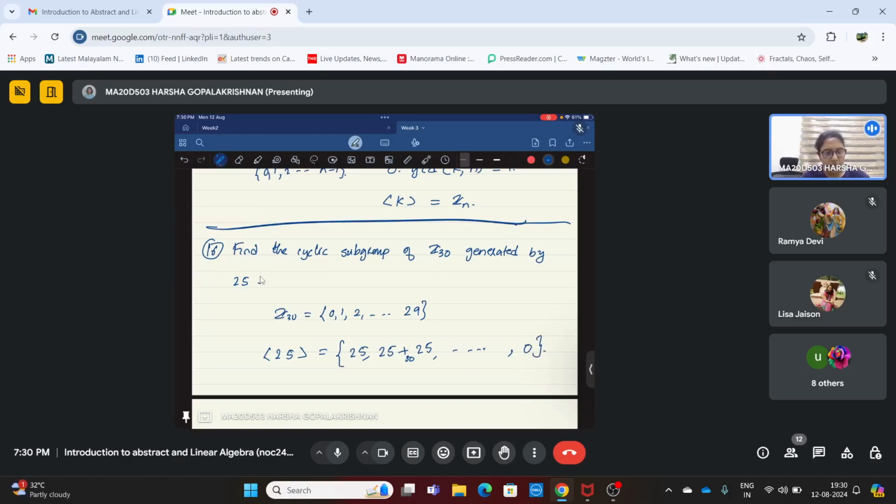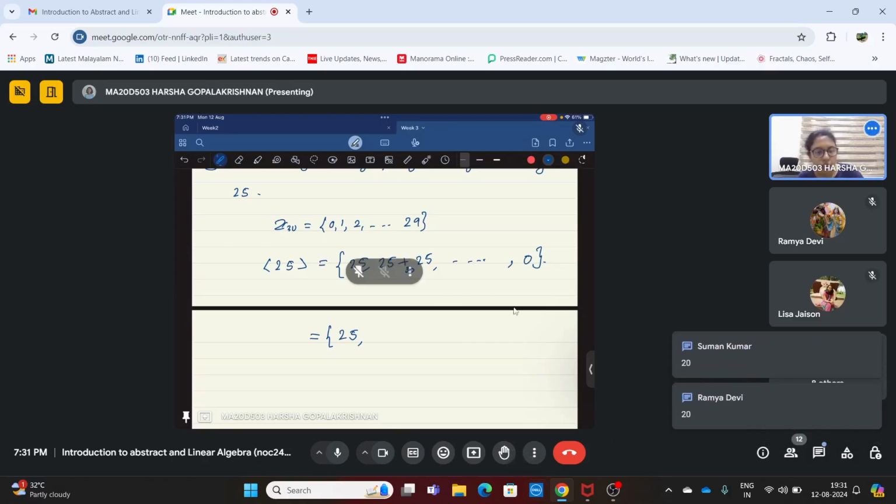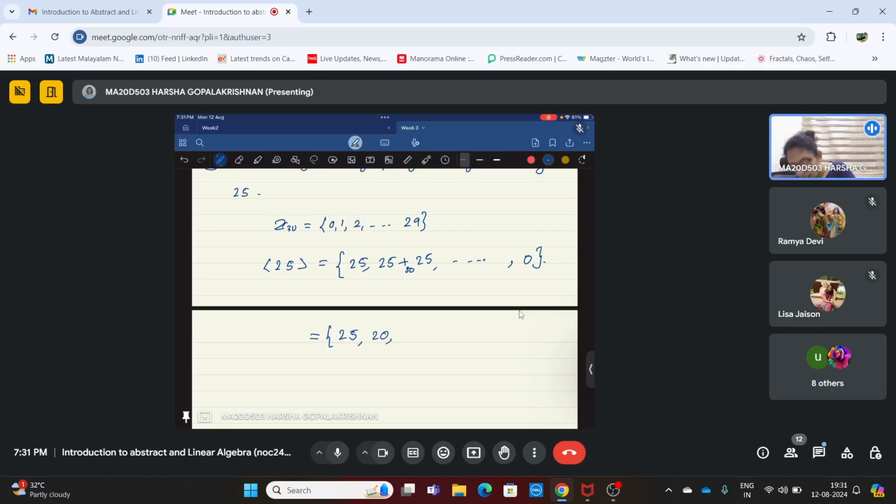What is this group? This is a cyclic group obviously, because 25 generates all elements in this group. So we need to find what that group is. First we start with 25. What is 25 plus 25? Yeah, 20. 25 plus 25 means it is 50, and what we are doing is in set 30, so the element is 20.